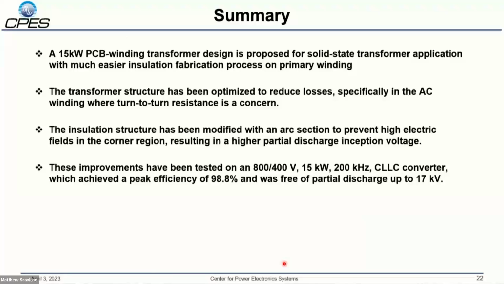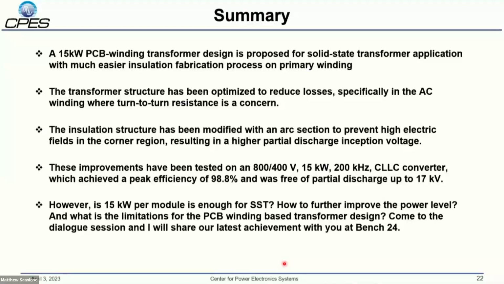Finally, we come to the summary. We proposed a 15 kilowatt PCB winding transformer design for solid state transformer application with medium voltage insulation. The transformer structure will be optimized to reduce losses, especially the AC winding loss, where the turn-to-turn resistance is a concern. The insulation structure will be modified with this arc section to prevent high electric fields in the corner. And these improvements have been tested on an 800 to 400 volts, 15 kilowatt CLLC converter, which achieved a peak efficiency of 98.8% and was free of partial discharge up to 17 kilovolts.